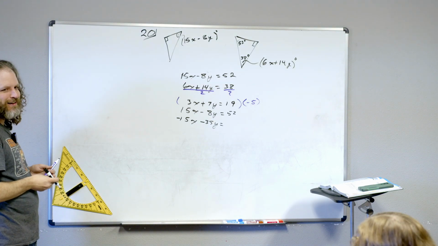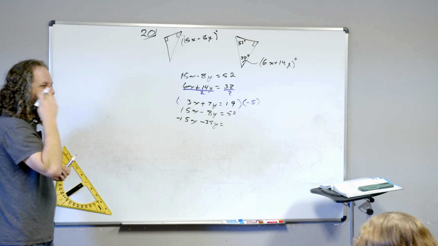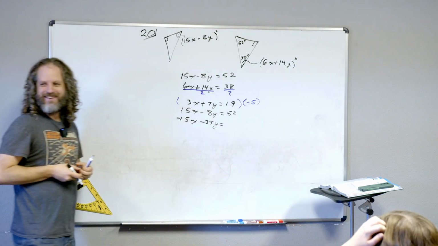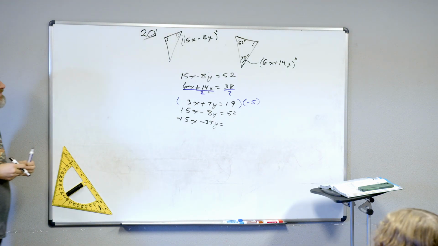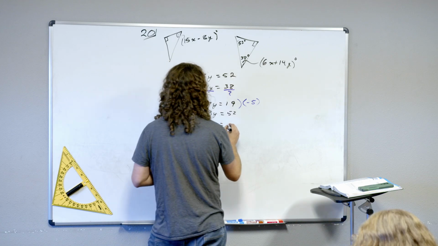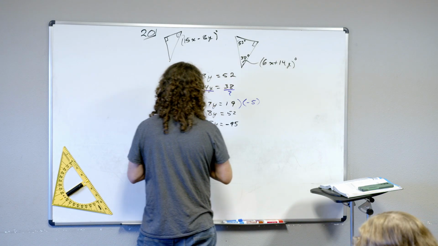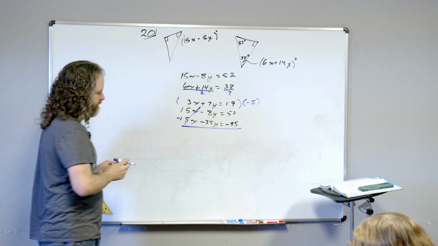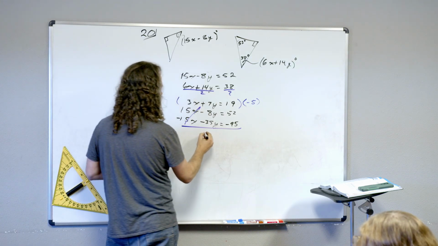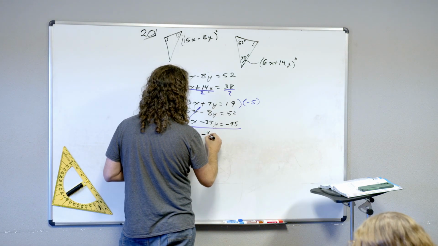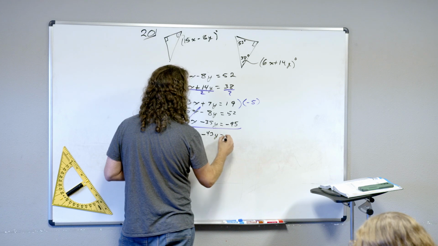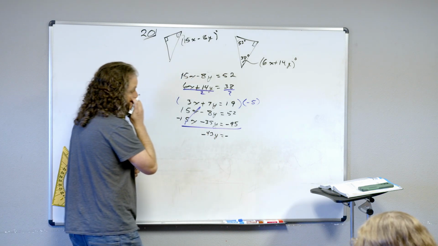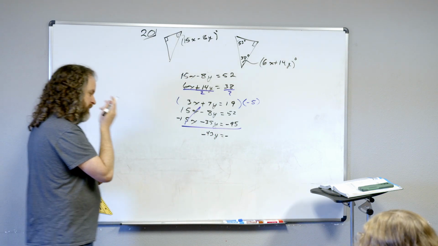Somebody punch it on the calculator. I already did it in my head. Do it, sanity check for us here. 95. Negative 95. And then we eliminate, right? So those cancel. And then we've got negative 43y equals negative 43.